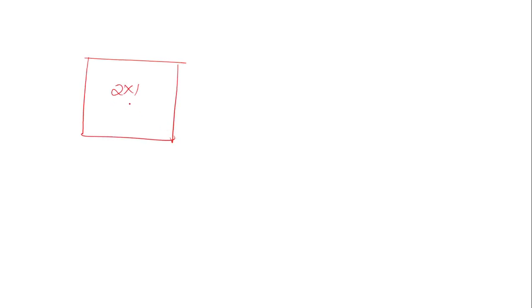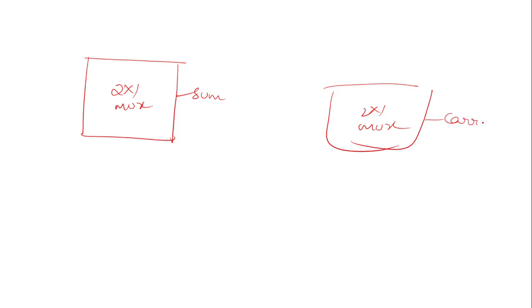So 2x1 mux. So we are getting the carry here. So here also there is a 2x1 mux. So here we are getting the sum, carry. Here we are getting sum. Here we are getting the carry. So it is our output. So here also the select line will be A. Here also the select line will be A.